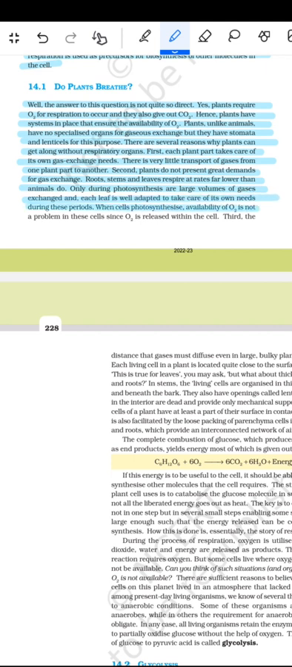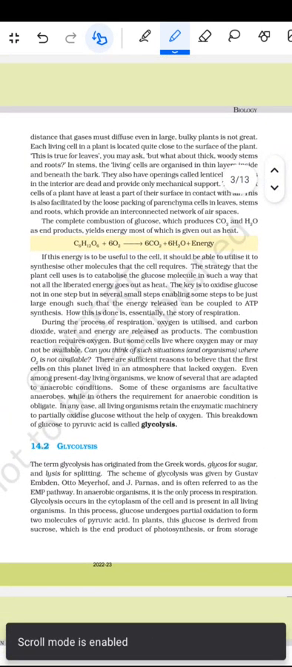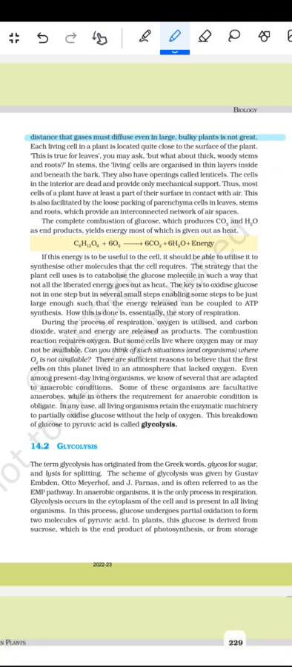Often when cells photosynthesize, the O2 is not a problem, since O2 is released within the cell. Third, the distance that the gases must diffuse, even in a large bulky plant, is not great. Each living cell in a plant is located quite close to the surface of the plant. This is true for the leaves.